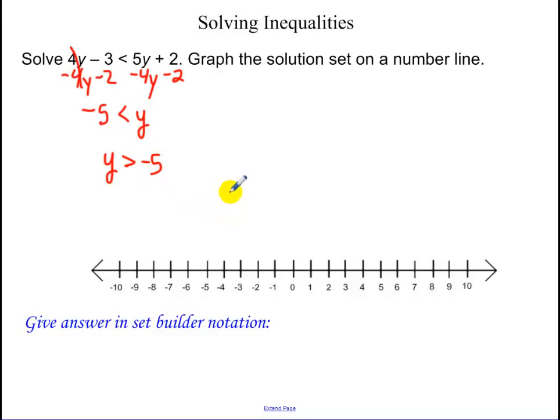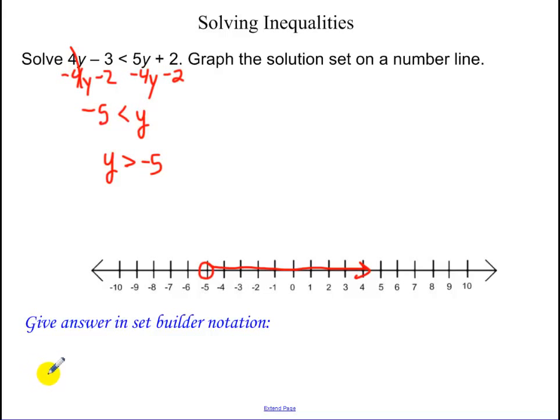So graphing the solution on the number line, you go to the value negative 5. Since it's not inclusive, it's an open hole. And since y is greater than it, that arrow there tells me all of my possible solutions.